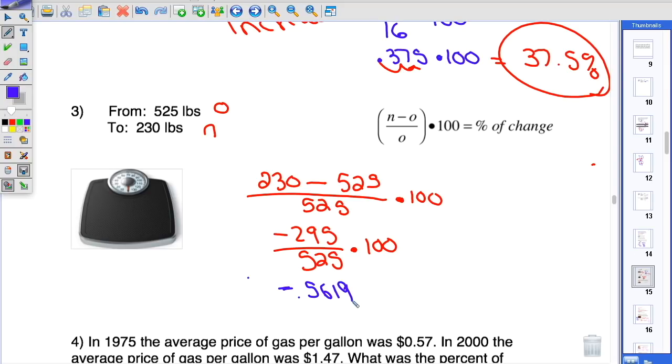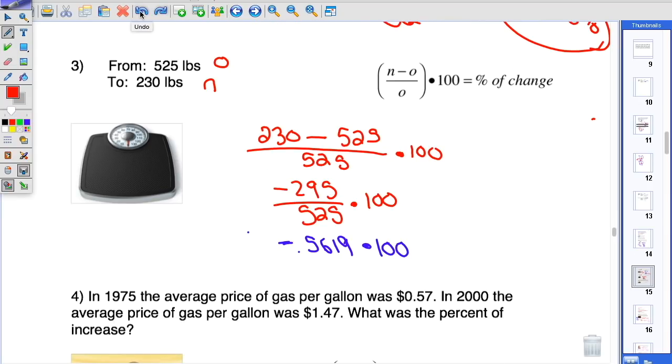0.5619. You don't need to write any more places down. And we're going to multiply that by 100. So bring your decimal over 2 places to the right. So it gives us negative 56.19, which we now have to round to 1 place after the decimal. So the 9 tells us we need to change that 1 to a 2. So negative 56.2%. So this means that the person's weight dropped from 525 down to 230. So it is a percent of decrease.